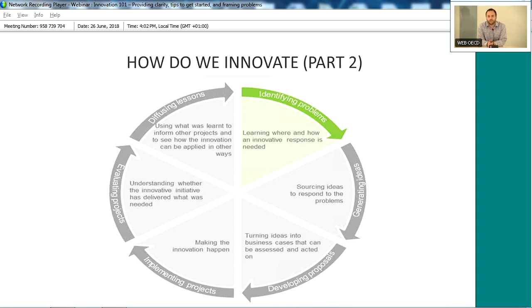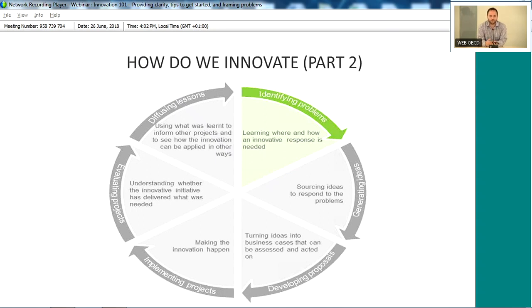So we thought it would be really good for Innovation 101, and really for our future structure for these first series of webinars, to go through the different sections of innovation, the different pieces of this life cycle. So we're going to start with the first stage, which is really identifying problems. But know that even though this is a circle, it doesn't just happen where you go from one step to the next to the next.